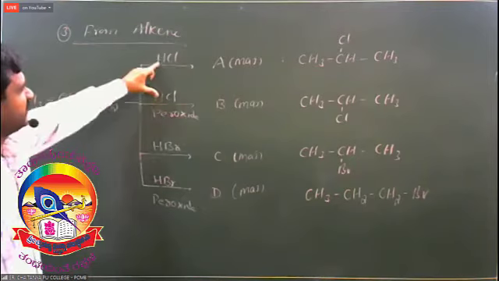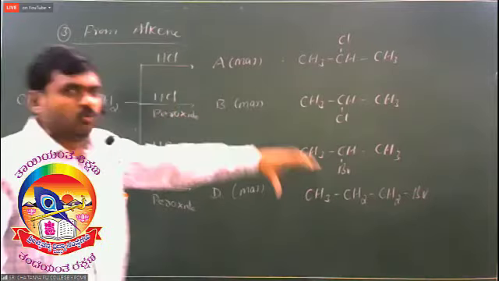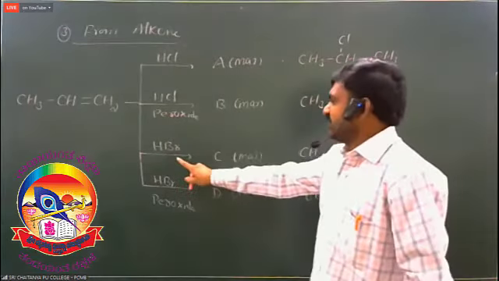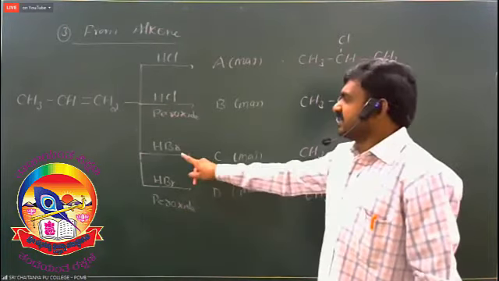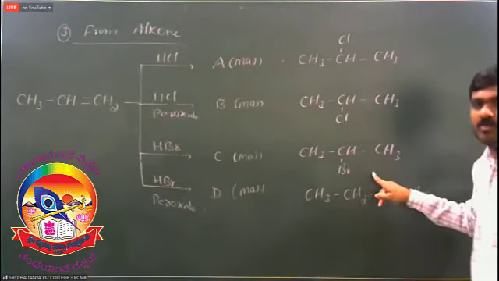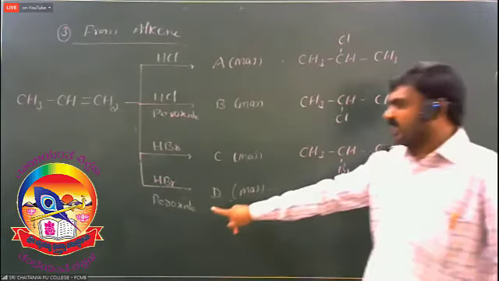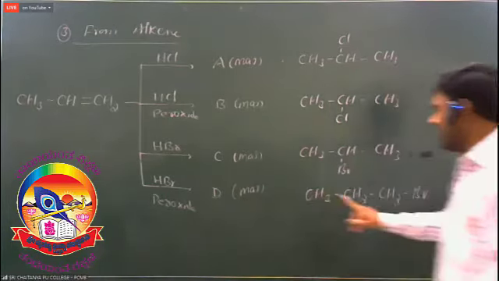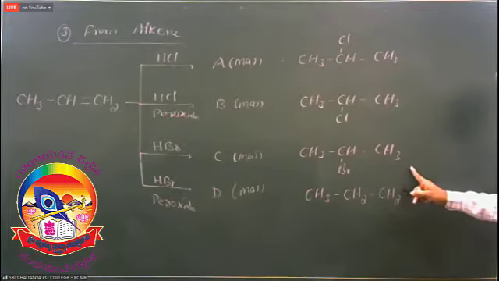So propene reacts with HCl, in the absence or presence of peroxide, it gives only one major product, 2-chloropropane. Whereas propene reacts with HBr: in the absence of peroxide, the major product formed according to Markovnikov law is 2-bromopropane. If you use peroxide, according to the Kharash effect or anti-Markovnikov law, the major product is 1-bromopropane, or n-propyl bromide. So it is Markovnikov and anti-Markovnikov.